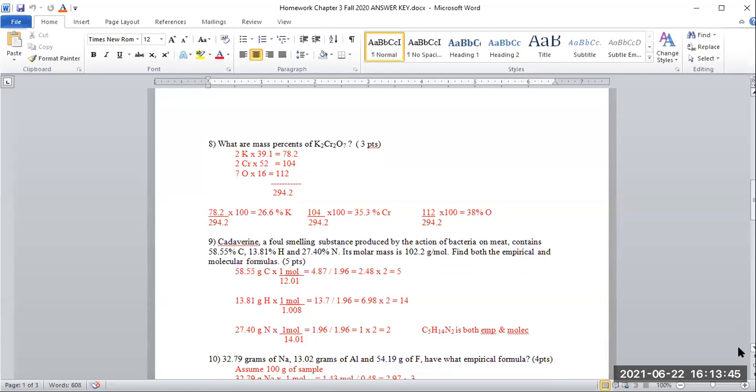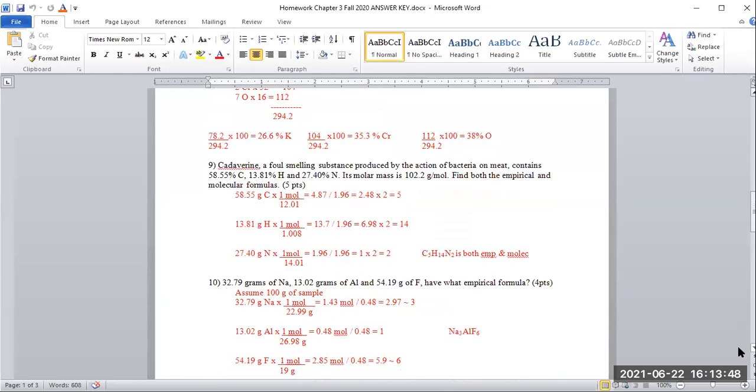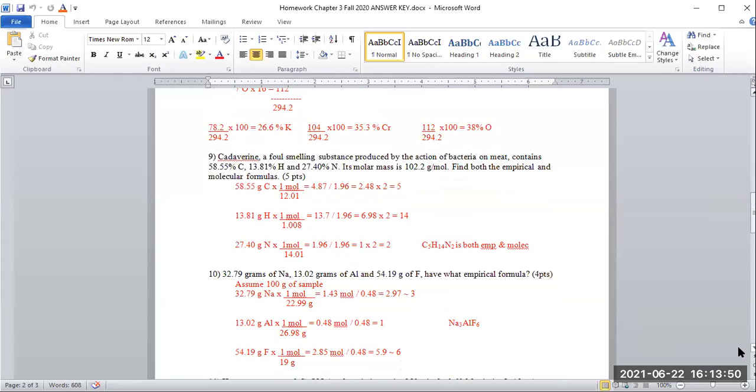Then we switch over to empirical and molecular formula. So I gave you percent as your initial information for cadaverine. I ran across this in another textbook. You first must divide each of your known percentages by your atomic masses from the table. So 12 for carbon, a little over 1 for hydrogen, and 14 for nitrogen. That will give you mole values: 4.87, 13.7, and 1.96.